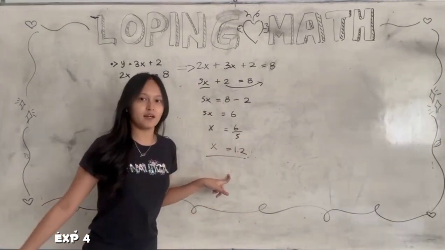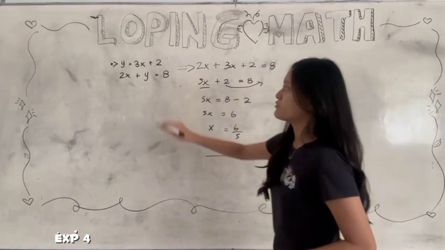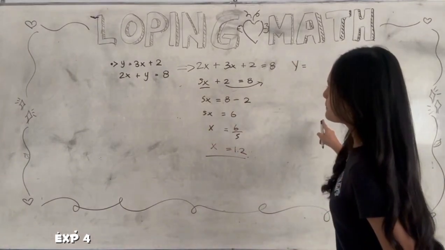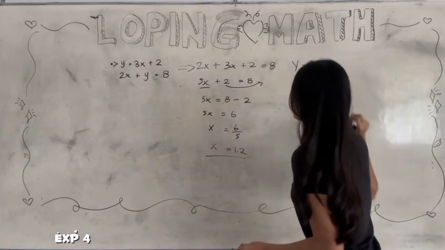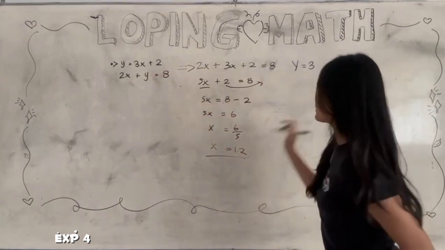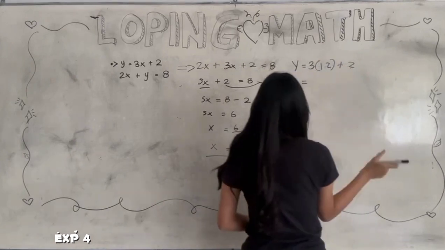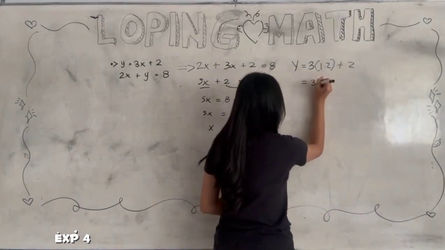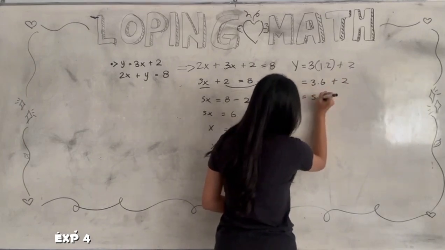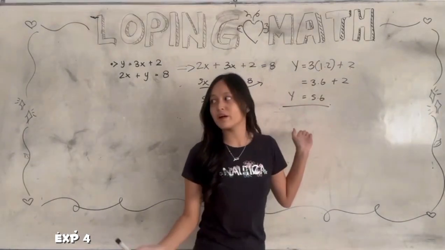Ta-da! We found the value of x. Now, we have to find the value of y. How you do that is, you write down the first equation, but you switch x with 1.2. So y equals 3 times 1.2 plus 2, which is 3.6 plus 2. So y equals 5.6. So there you go. We found the value of y.